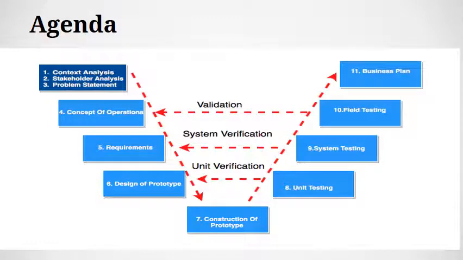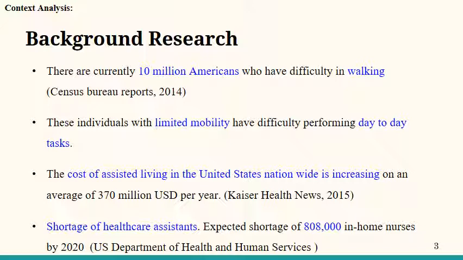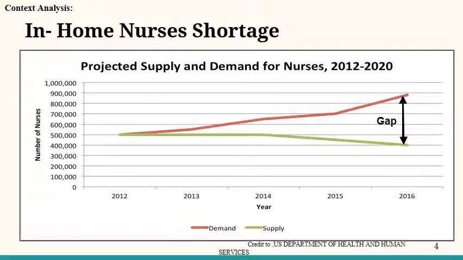Before we start, I would like to give you the background of why we started this project. There are currently 10 million Americans who have difficulty walking. Limited mobility makes day-to-day tasks difficult, and these individuals have to rely on live-in healthcare assistants. The cost of assisted living is increasing, and there will be a shortage of healthcare assistants. The expected shortage of 808,000 in-home nurses by 2020. This graph shows the expected gap for in-home nurses.